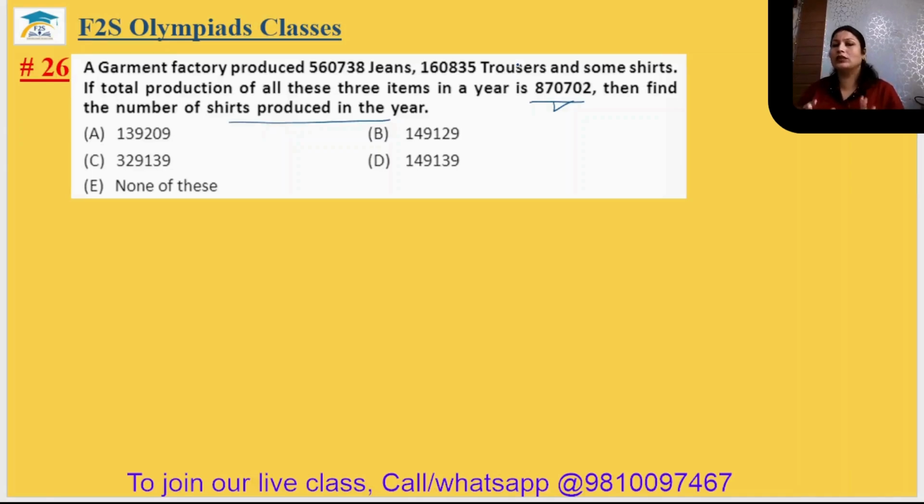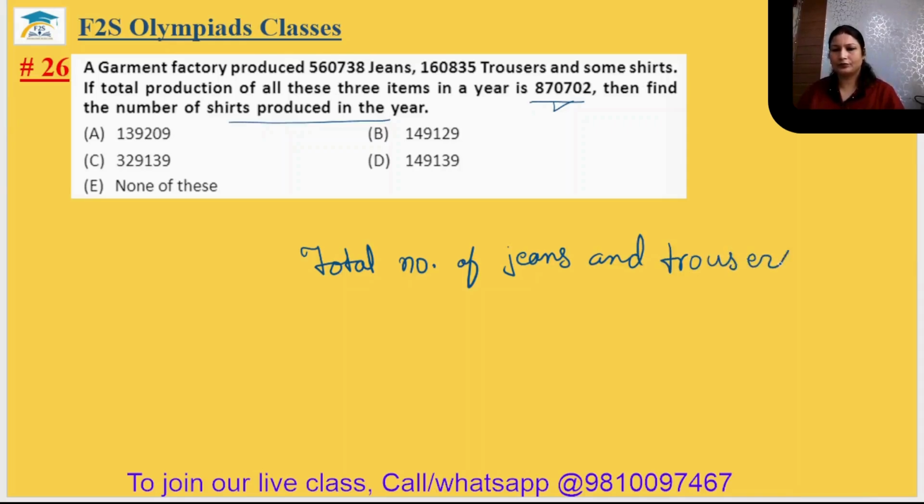So if we remove the number of jeans and trousers from the total, we will get the number of shirts. So first find the total number of jeans and trousers. Total number of jeans and trousers equal to 560,738 plus 160,835.